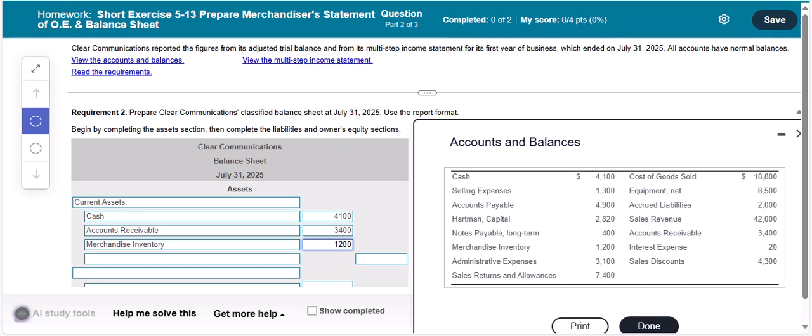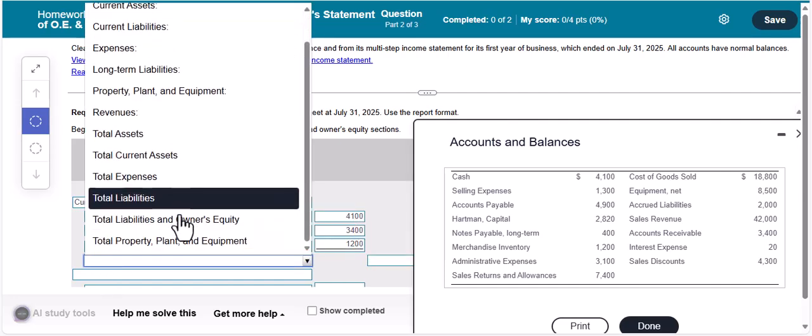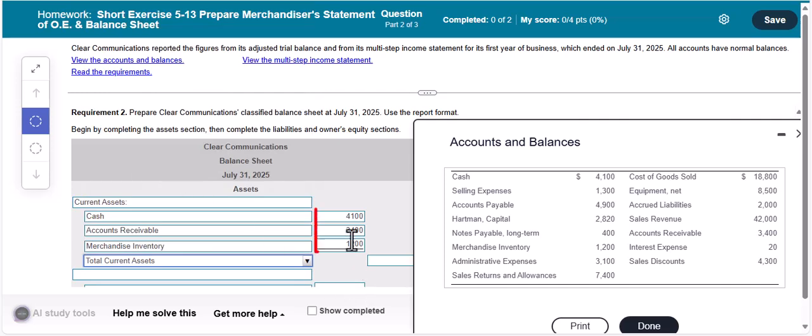And that one is listed last because it's going to usually take longer than 30 days to sell the inventory. And then notice the underline here under merchandise inventory, we're going to need a mathematical operation here. So it's asking for a total. So we're going to need the total for the current assets. So we'll get our label in here. So that is total current assets. And then we're going to add these up. So cash, accounts receivable, and merchandise inventory. And that is going to be a total of 8,700.